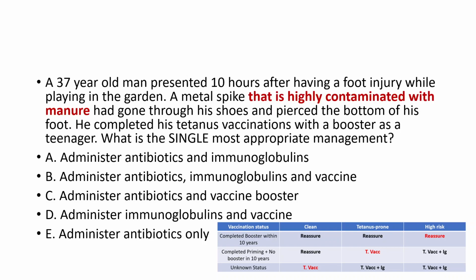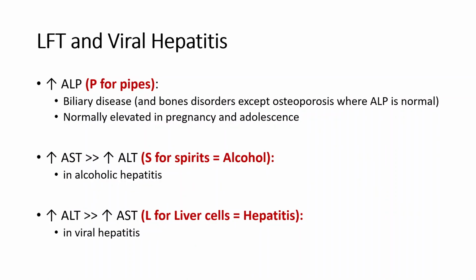Now, I introduced this word. It's the same question, but the spike is highly contaminated with manure and pierced through the bottom of his foot. His vaccination was taken when he was a teenager. This just changed him from expired vaccine with a tetanus prone wound to expired vaccine with high risk wound. And in this case, this person is going to receive antibiotic, is going to receive the vaccination, and is going to receive the immune globulin.